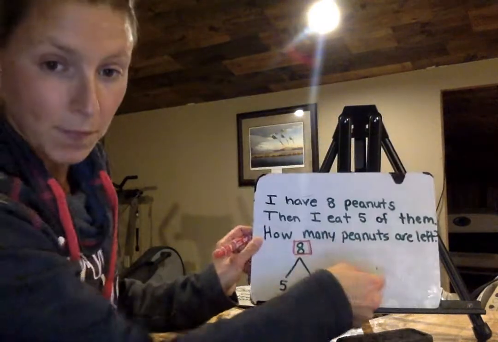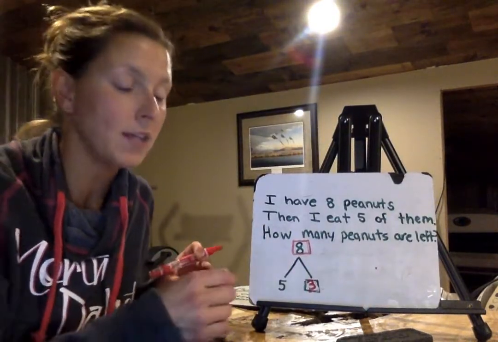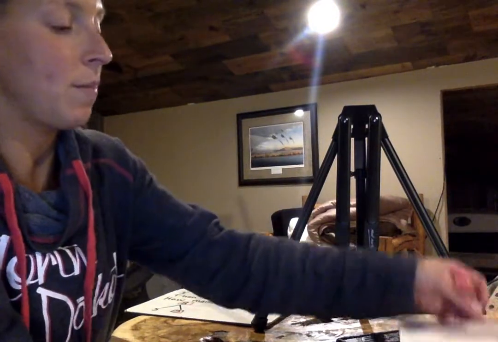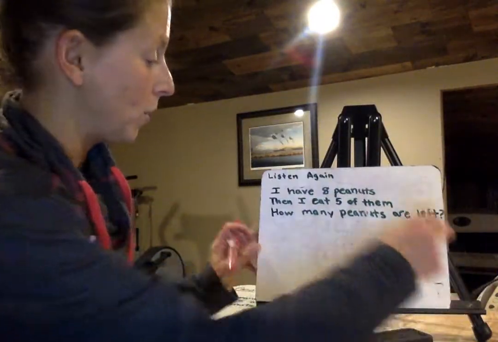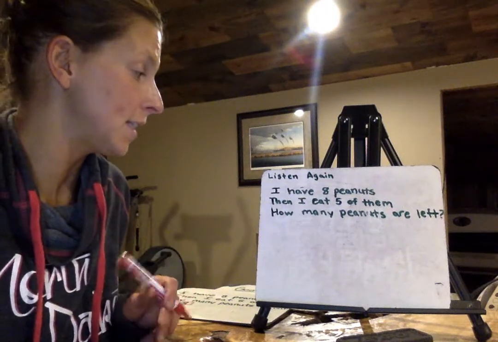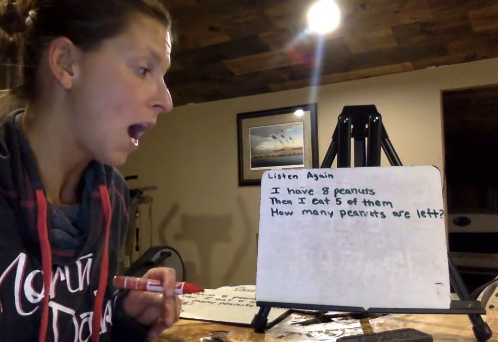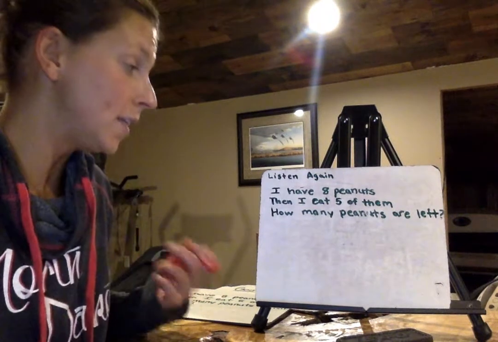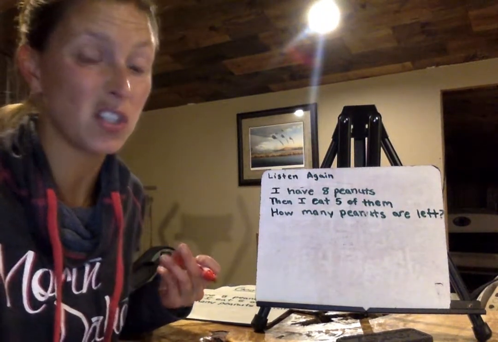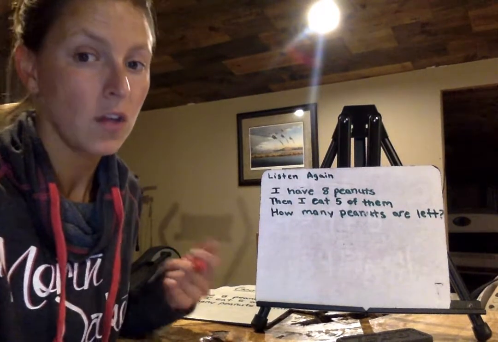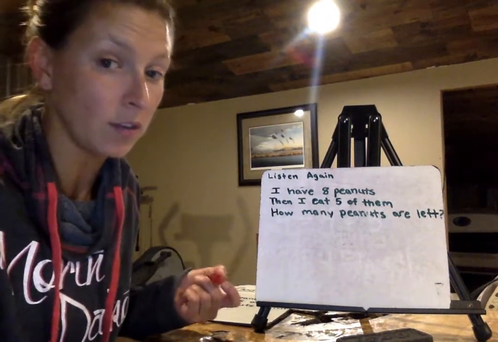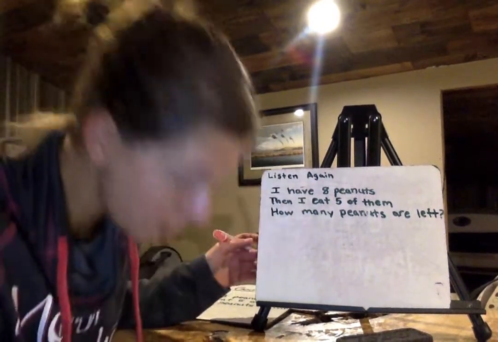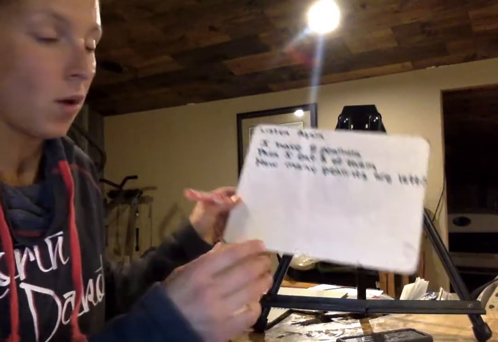Okay. Let's look at this problem one more time. I'm going to put this up without the math mountain there. And I'm going to read it one more time. I have 8 peanuts. Then I eat 5 of them. How many peanuts are left? So we decided that this is a subtraction story or a minus story. So we're going to start with the total and take some away. So I'm going to go ahead and write that equation, okay?